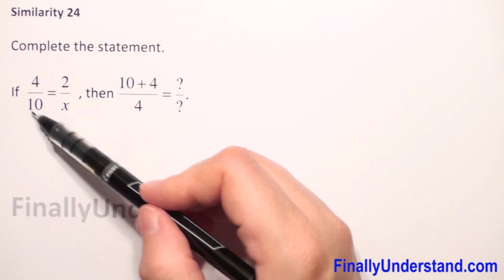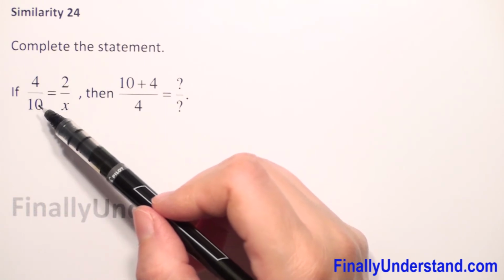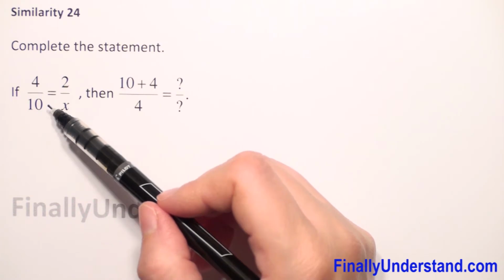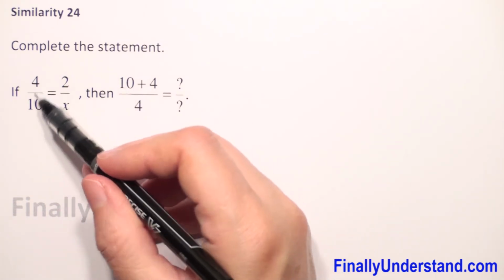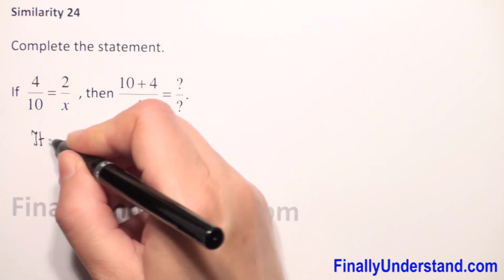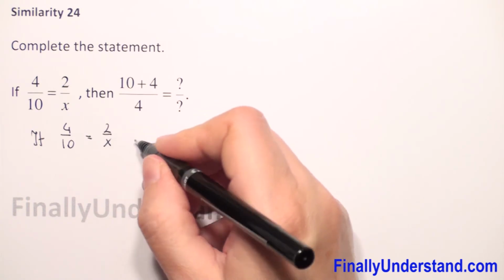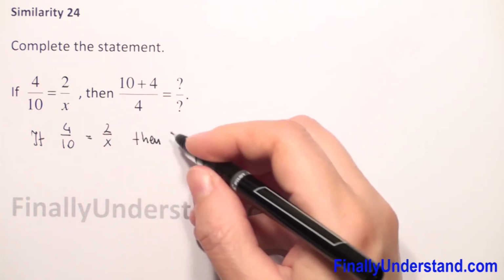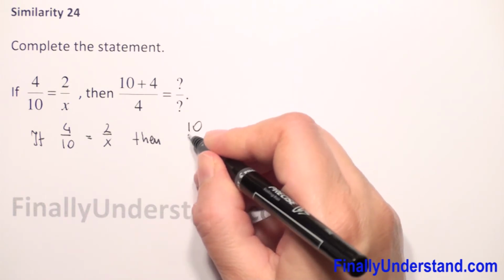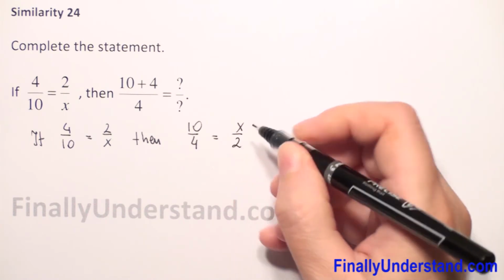So first, I will use the property of proportion that if two ratios are equal, then their reciprocals are also equal. So if 4 over 10 is equal to 2 over x, then I take the reciprocal, so 10 over 4 is equal to x over 2 also.